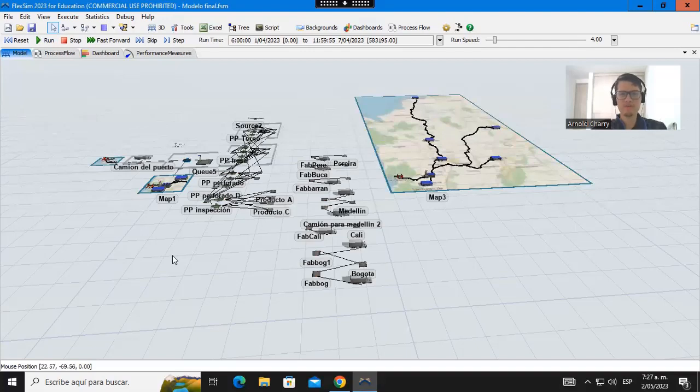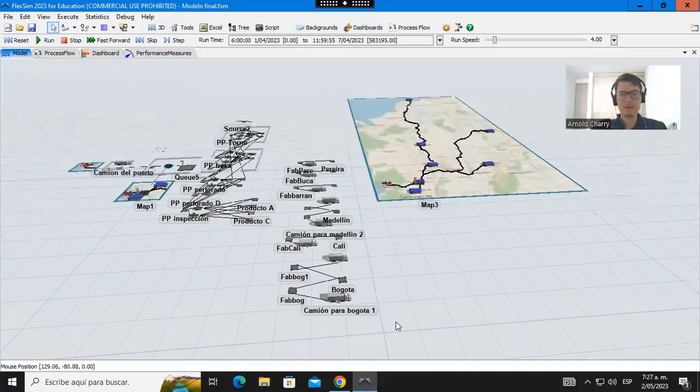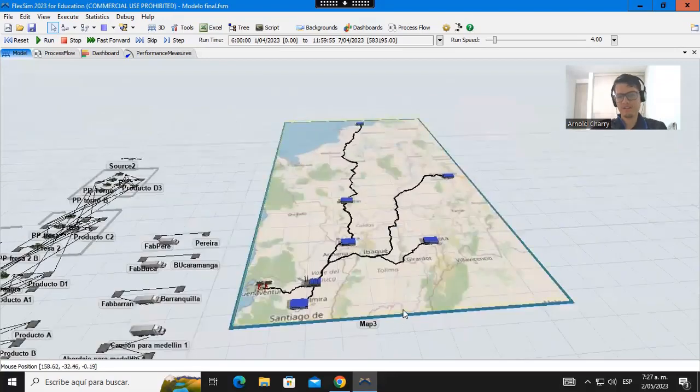We're going to present our model to satisfy the weekly demand for 4 types of products that are going to be sent to several cities: Cali, Medellin, Bogotá, Barranquilla, Bucaramanga, and Pereira. The shortest production time is searched, and this is the route. We hope you enjoy it.